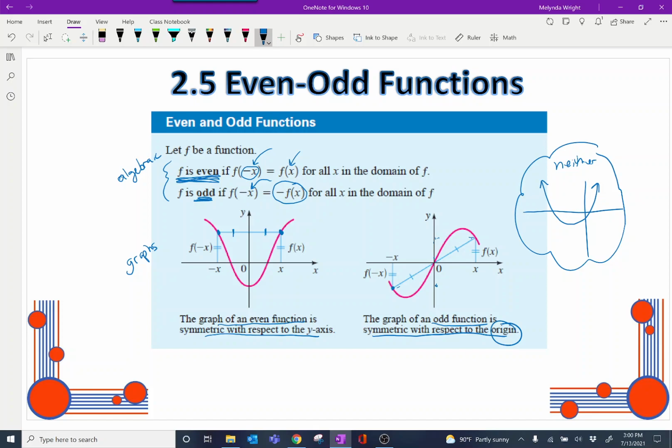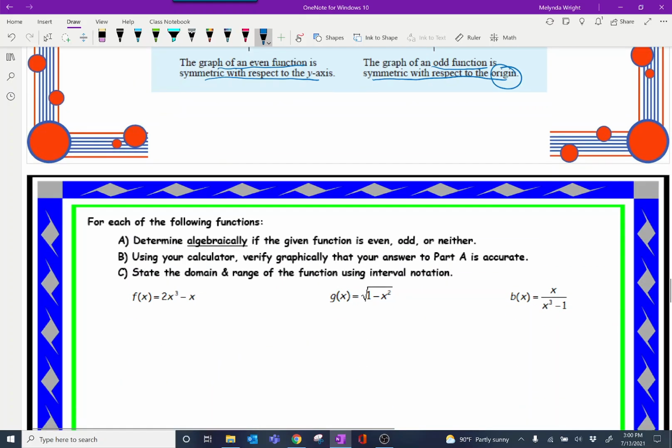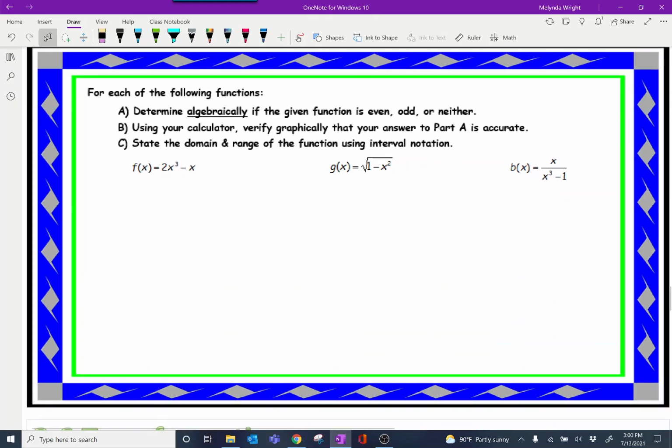All right, so that's the overview. Now let's work on a few problems. We're going to first determine algebraically if the function is even, odd, or neither. And then we can use our calculator to verify graphically that our answer to part A is accurate. Then we will state our domain and range of the function using interval notation.